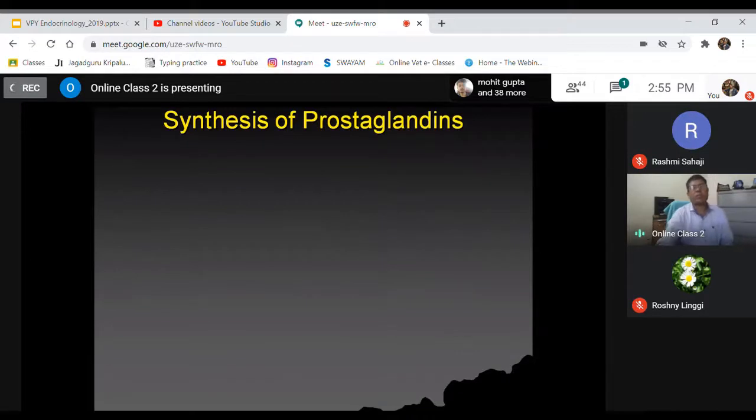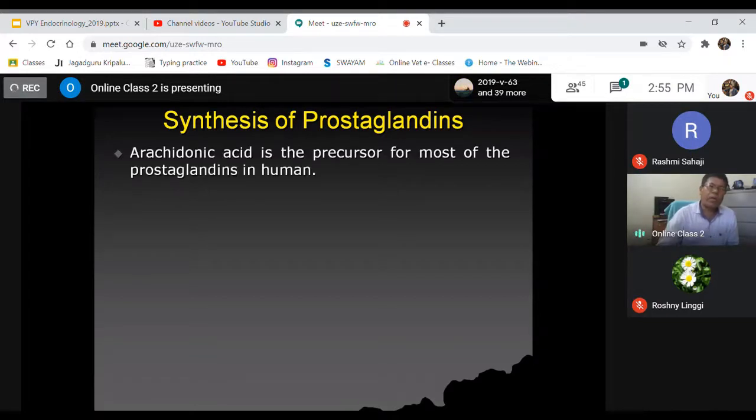Okay, synthesis, how the prostaglandins are synthesized in the body. Prostaglandins come from fatty acids. Then how are they formed? It is mainly done in the endoplasmic reticulum. Arachidonic acid is the precursor for most of the prostaglandins in humans. So in human beings, the precursor for synthesis of the prostaglandins is arachidonic acid.